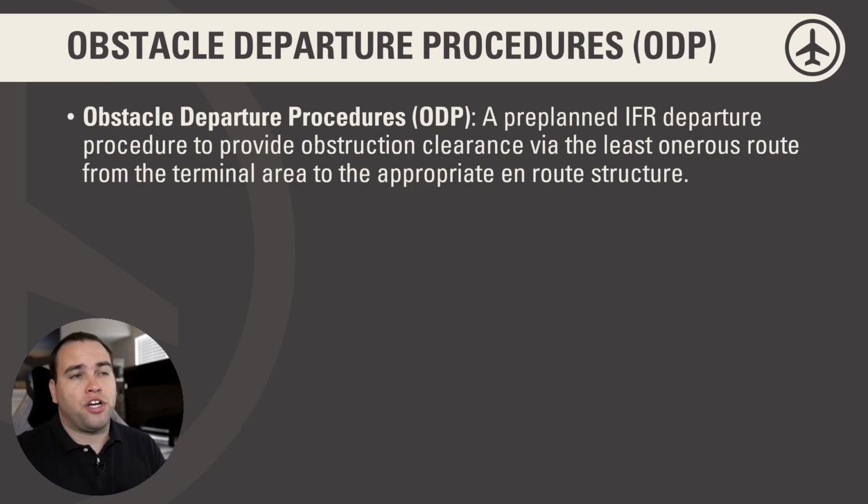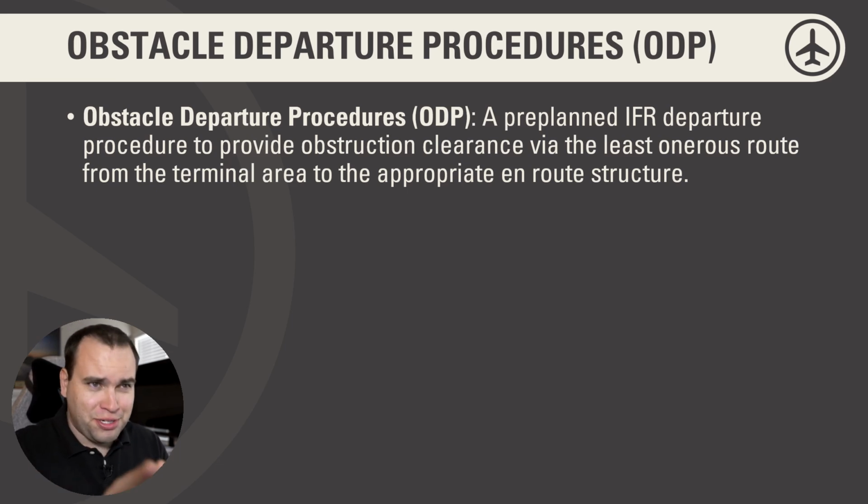Obstacle departure procedures, ODP, is a pre-planned IFR departure procedure to provide obstruction clearance via the least... I can't even say that word. I'm just going to let you guys read that one. Route from the terminal area to the appropriate en route structure. Very simply, it is ensuring that you can take off from an airport and not hit any obstacles and get up to your en route route, whatever it might be.